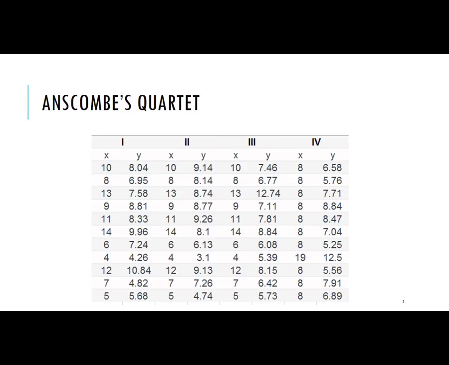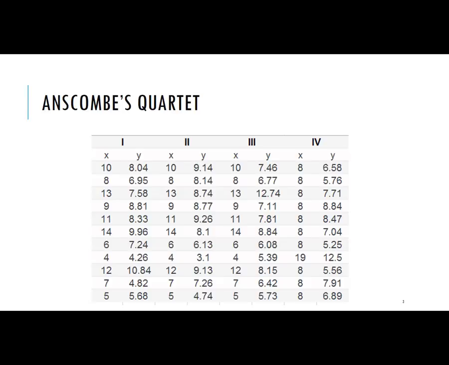This is called Anscombe's quartet, and I'll tell you where I got the data from a little bit later. There are 4 different data sets, hence the quartet: 1, 2, 3, and 4, with Roman numerals at the top. They each have an x and a y, and the x's and y's are paired.